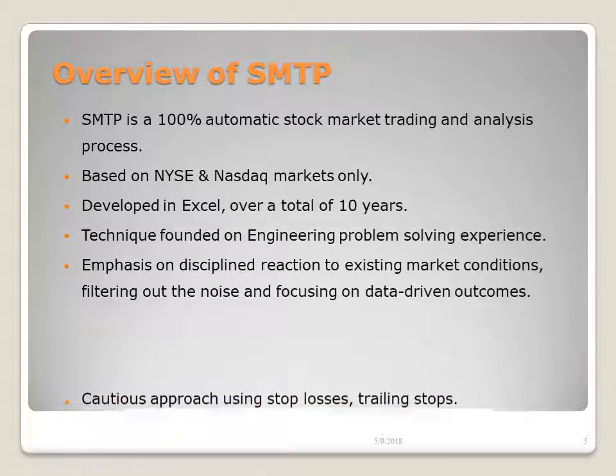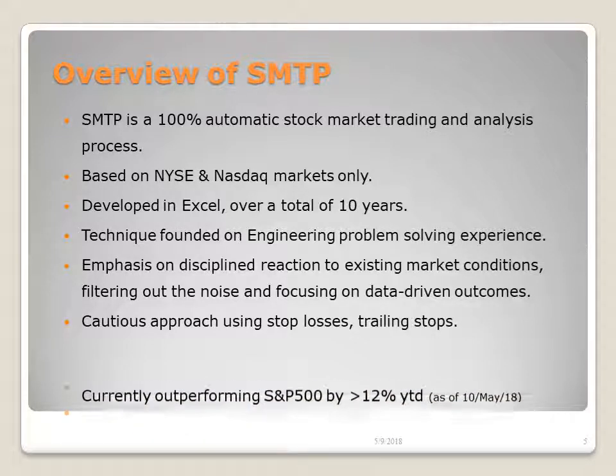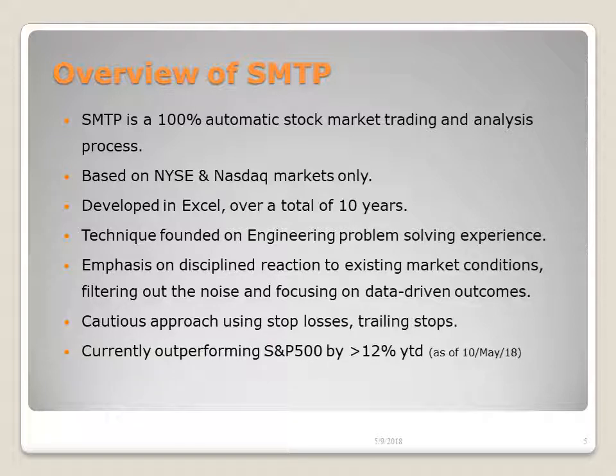The trading process takes a cautious approach using stop losses and trailing stops. The two main trading algorithms are currently outperforming the S&P 500 by more than 9% in 2018. Performance reports are available at close of business via the website.